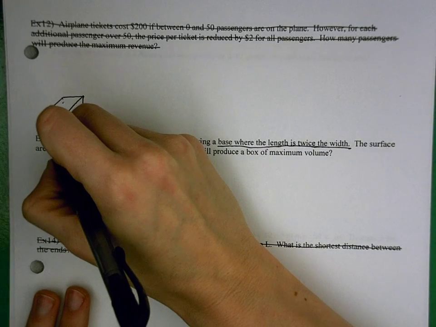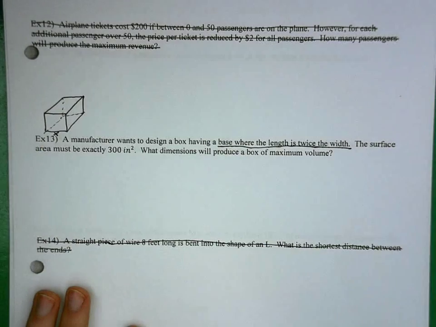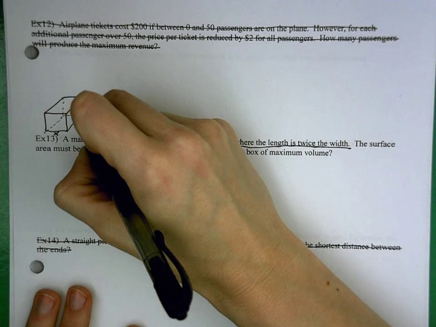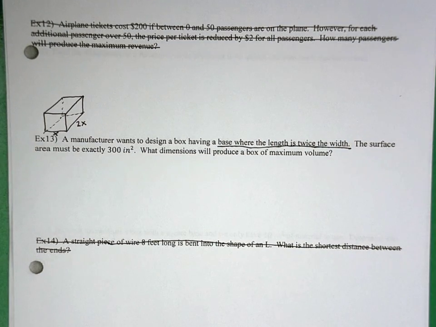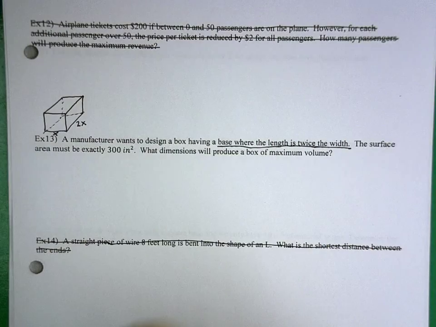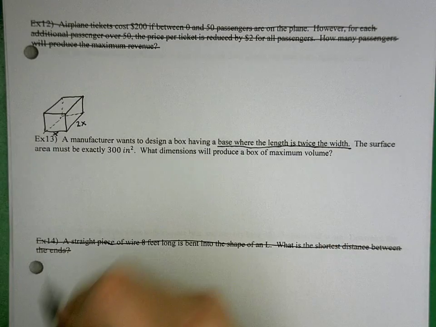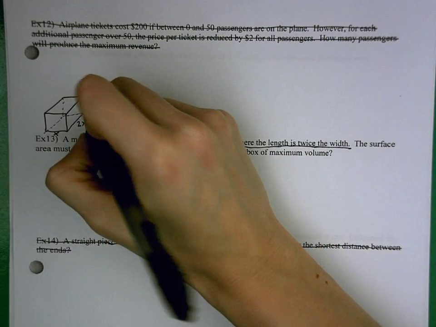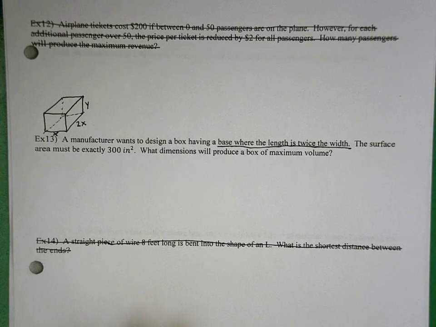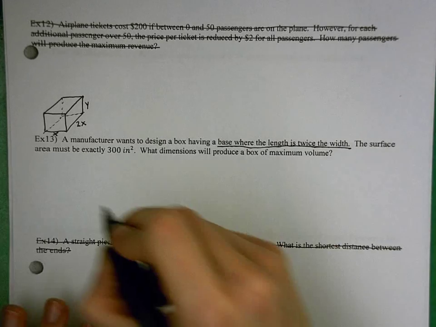Okay, so I'm going to go ahead and call this side x, which means this side would need to be 2x because they're along the base of my shape. Length is twice the width. And then I can call my height over here, let's go ahead and call it y, because that one we aren't told any relationship regarding.